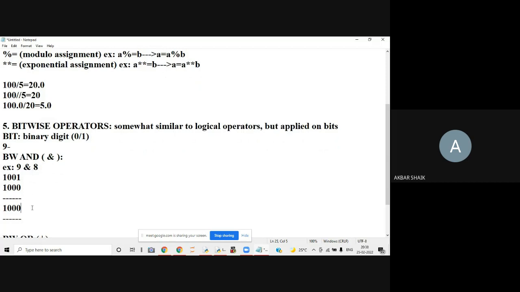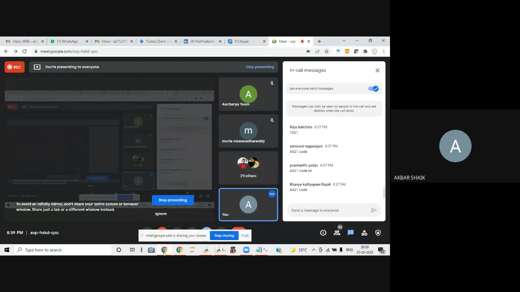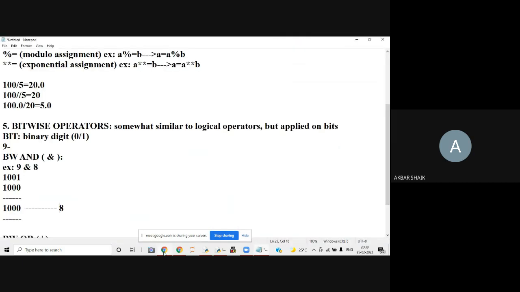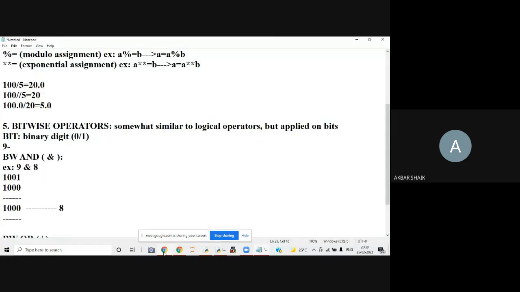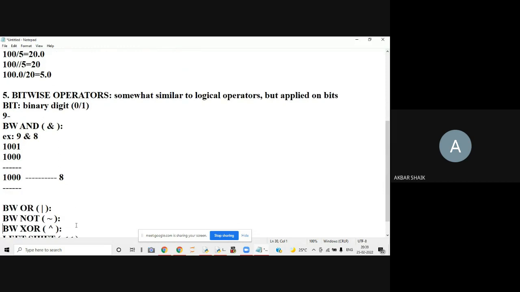What is the result here? In decimal format, what is the result for 1000? The result is 8. Right? Did all of you understand how we got this bitwise AND? Okay, right.